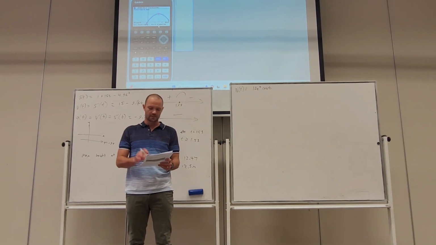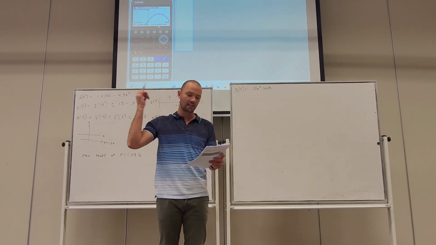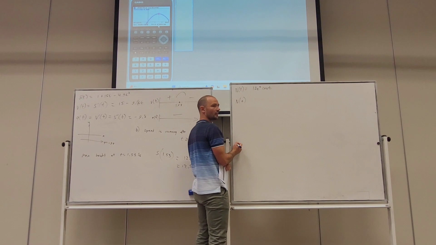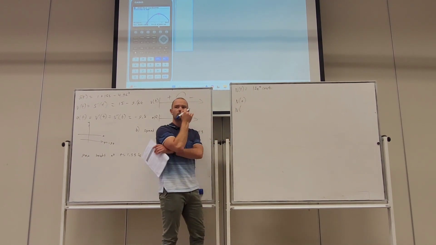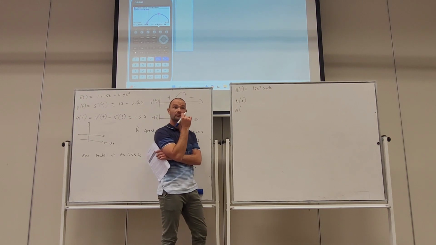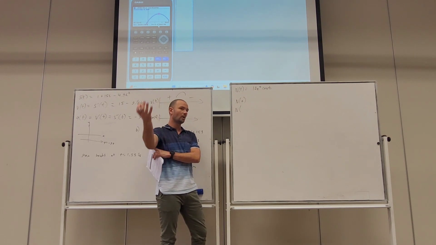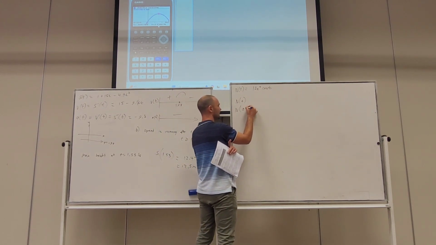So t is time in days. How many people are at the rave, part 1, initially? Part 2, after 12 hours. All you're doing here is going, okay, n of 0, and then n of 12. No, not 12, okay? It's not time in hours, it's time in days. So 12 hours is how many days? Half a day. 24 hours in a day, so you'll be finding n of 0.5.